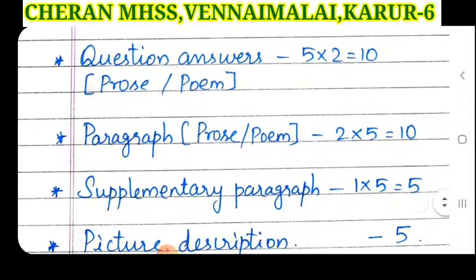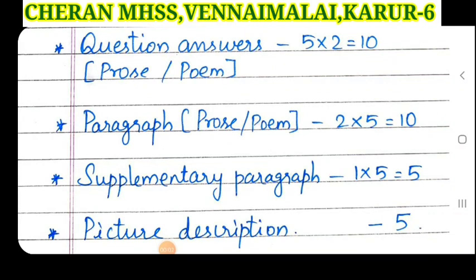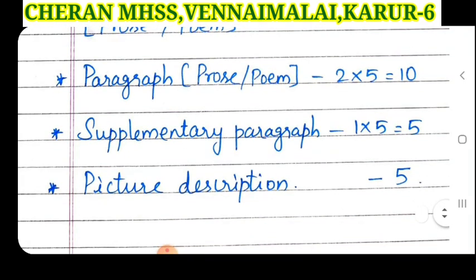And then paragraph, prose and poem paragraph will be given. You can choose the paragraph you are thorough with. 2 paragraphs you have to write, 2 into 5, 10 marks. And then supplementary paragraph, we have only one supplementary, so be thorough with the paragraph. Only one supplementary paragraph will be given. It carries 5 marks. And at last, picture description.